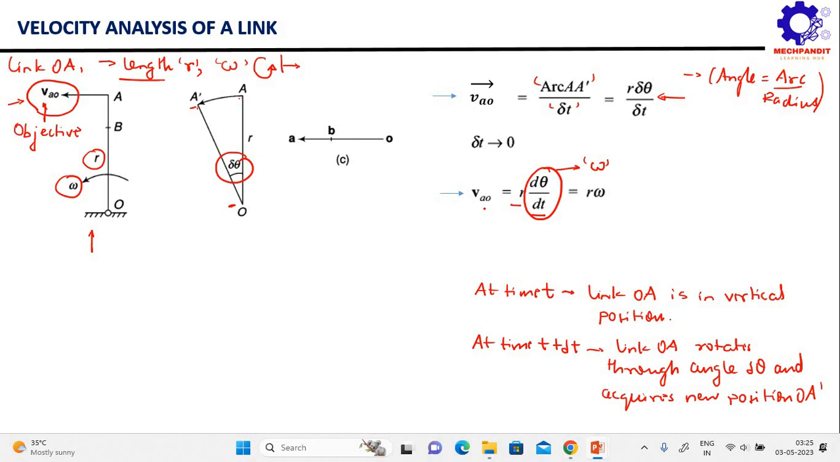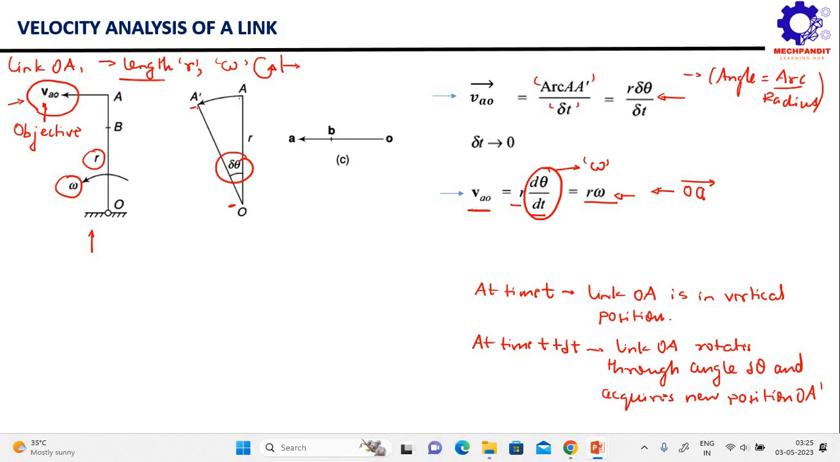So you can see here that the linear velocity of point A with respect to O is simply equal to r omega. Now let us see further how we can actually represent this VAO vector. As we know, the VAO vector in the vector diagram will be given by the vector OA, right? When we represent this VAO vector, the direction of this vector becomes very important. So let us see how to figure out the direction of this vector.